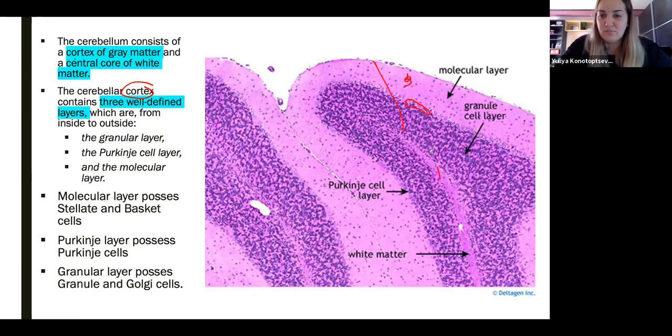Okay, I'm so dumb. It's the opposite way. So granular is here, Purkinje, and this is the molecular layer right here.